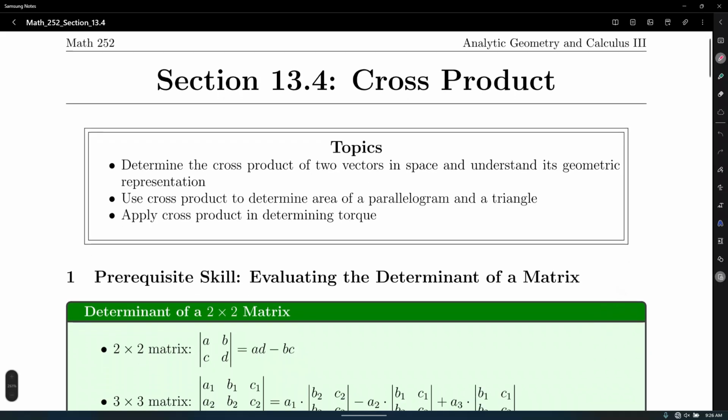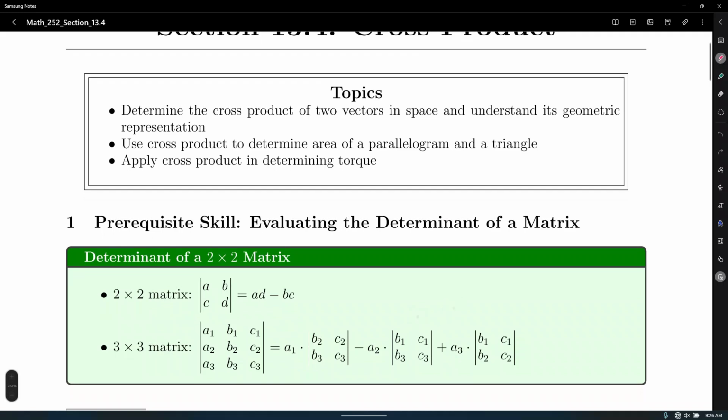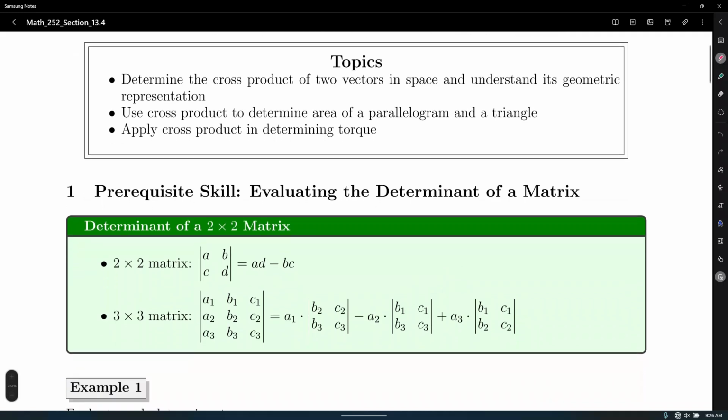Okay, so for the cross product, we need to evaluate determinants. So that's what we're going to do. The prerequisite skill first: evaluating a 2 by 2 determinant and a 3 by 3 determinant. The 2 by 2 determinant is fairly easy to evaluate.